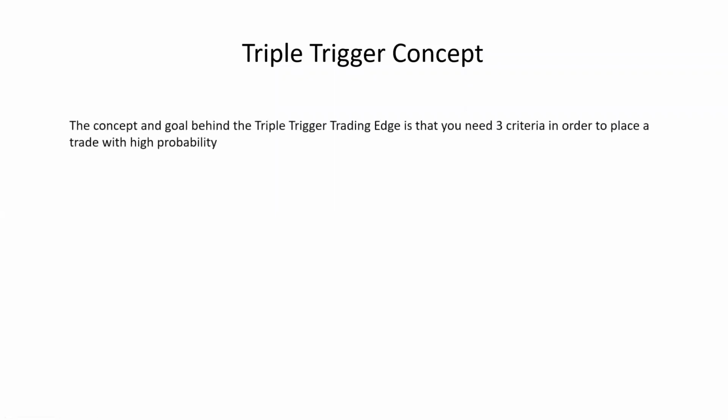And the concept and goal behind the triple, just to give you some background on what this is, is that you need 3 criteria in order to place a trade with high probability. And that is direction or value, price or location, and timing, which would be the entry trigger like we've been going over.